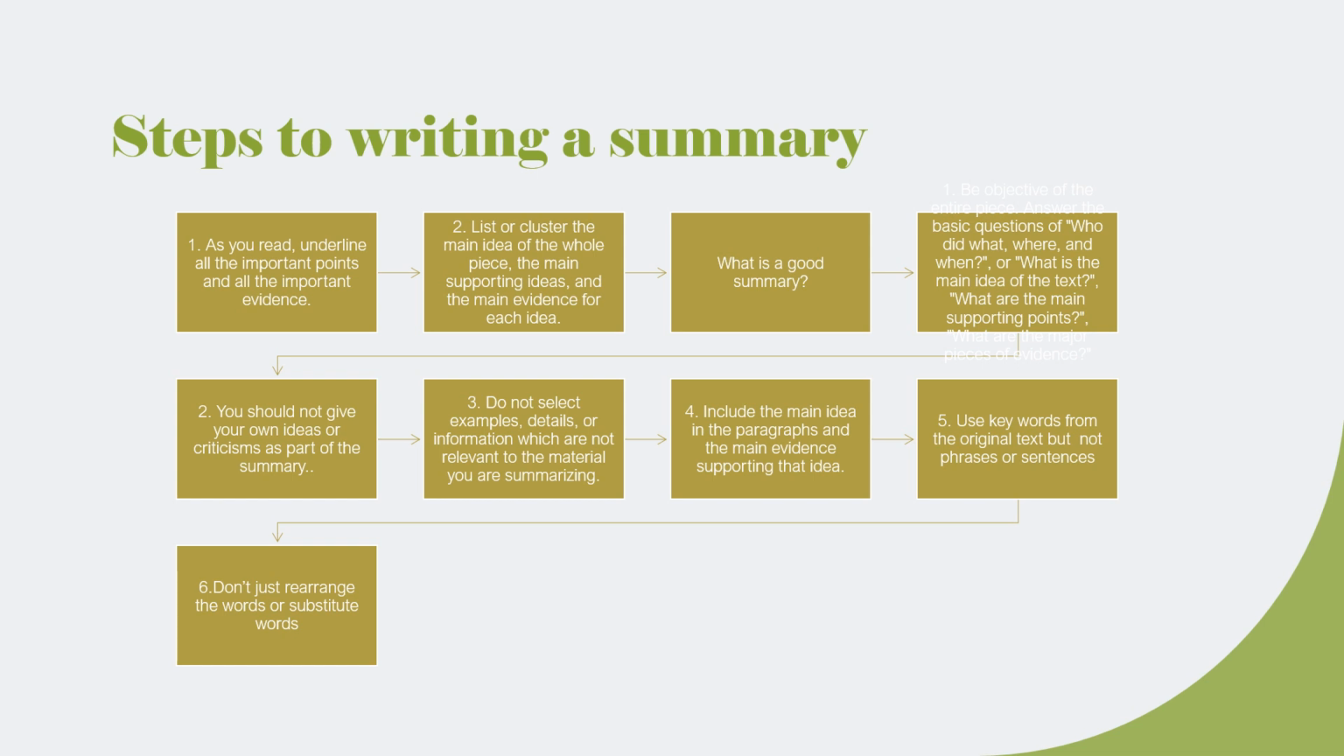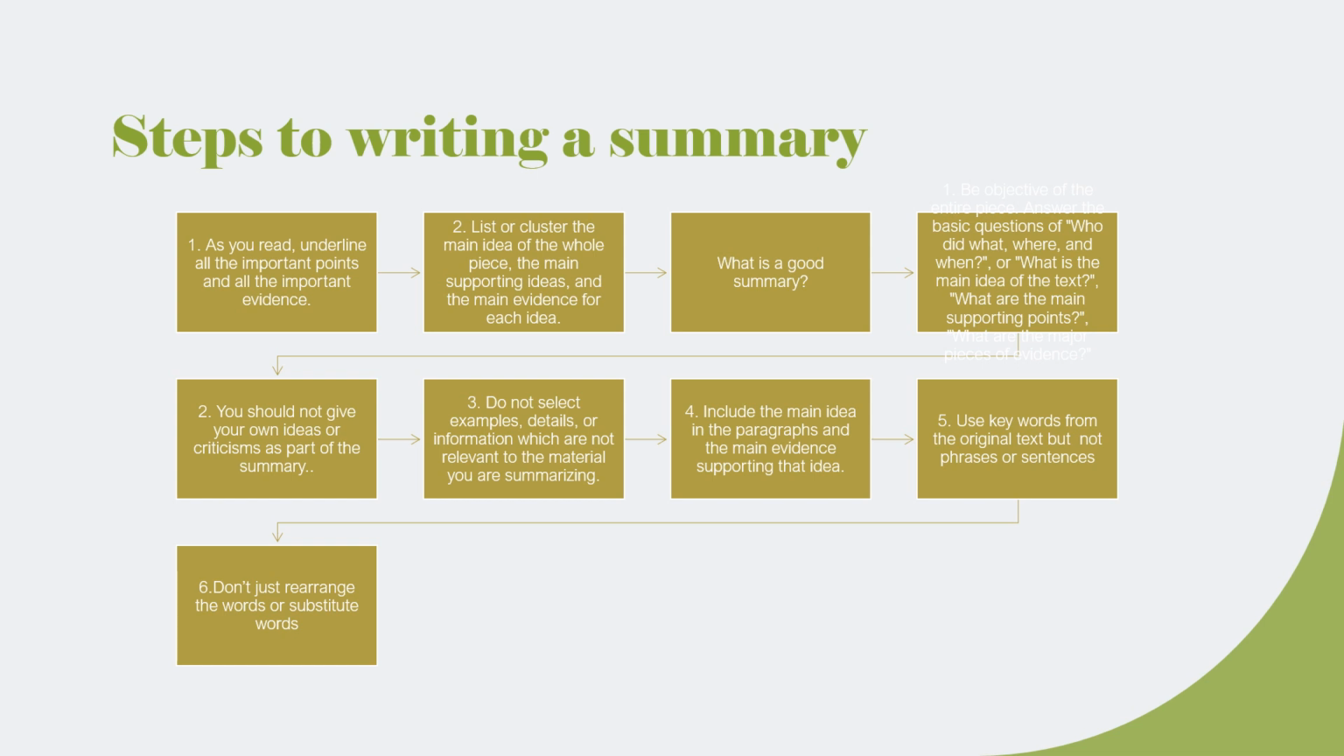You should instead make reference to the original piece, and therefore you could start by saying a summary of, in the first sentence, and then you move on from there. You should not give your own ideas or criticisms as part of the summary. However, if you want to comment on the piece of writing, it is usually best to be as objective as possible.